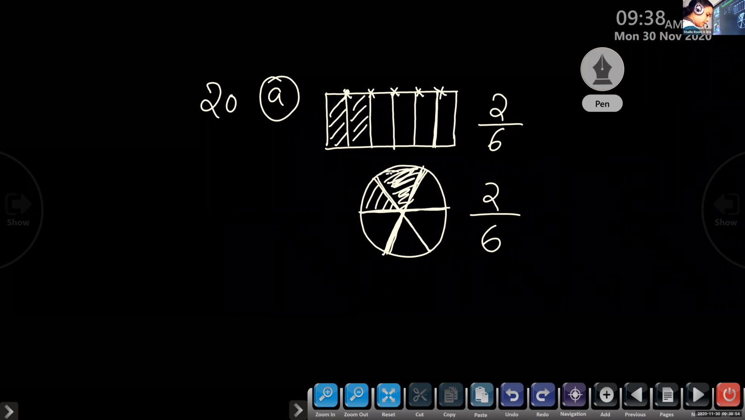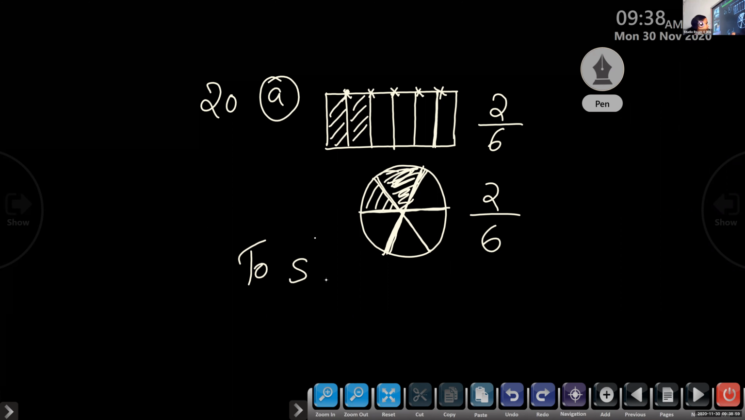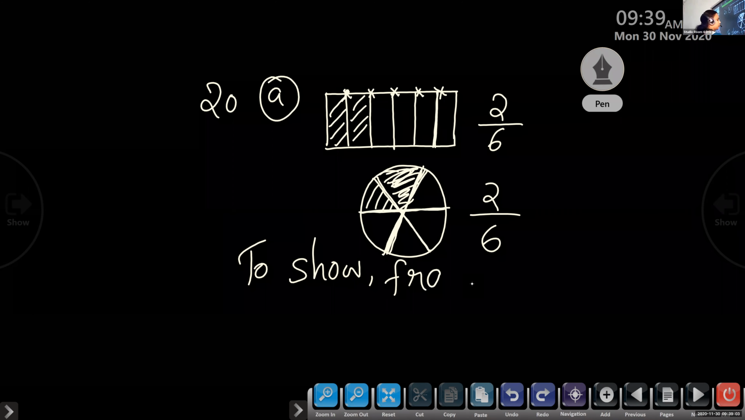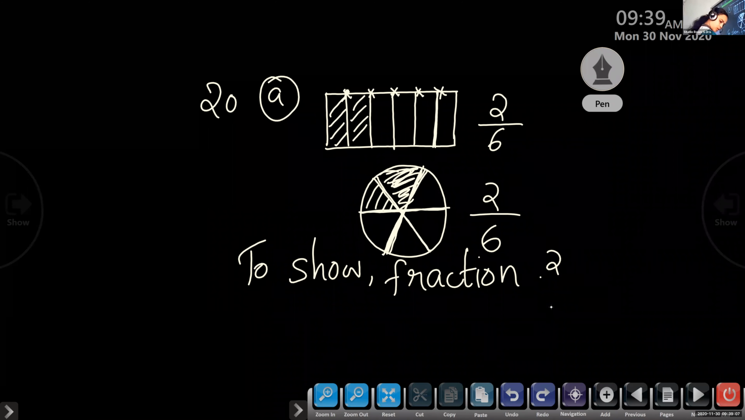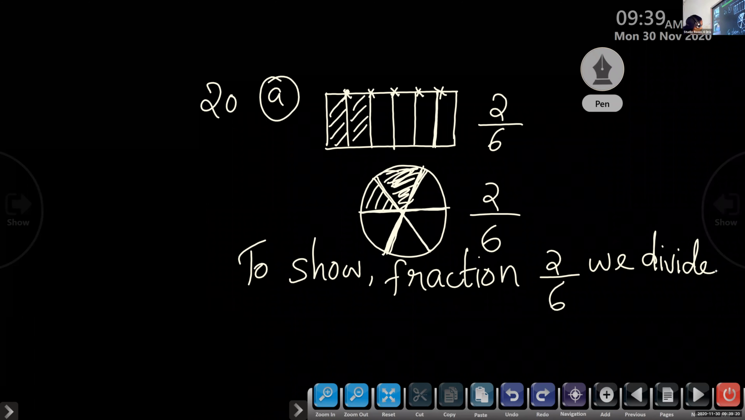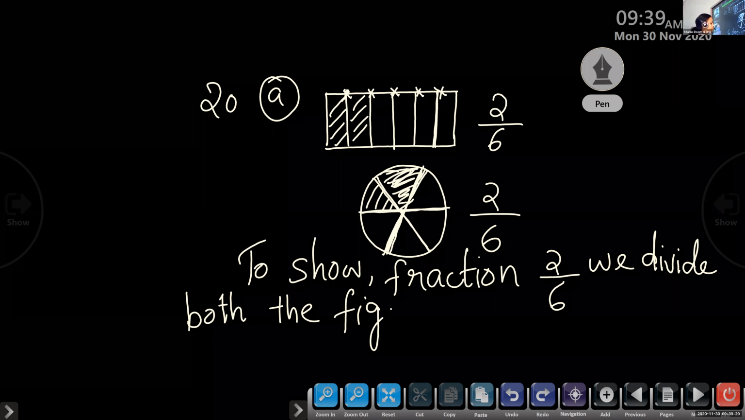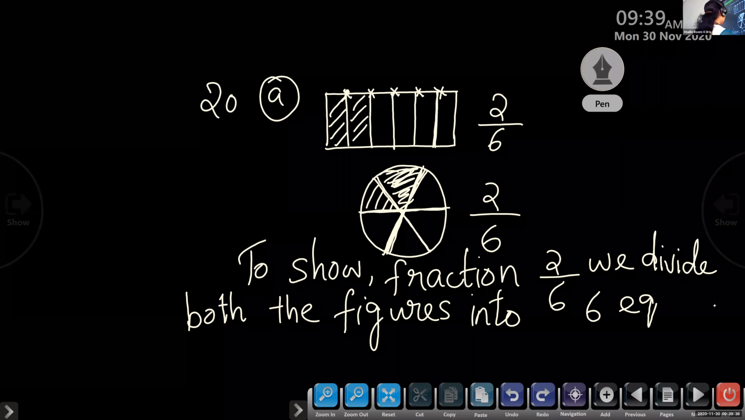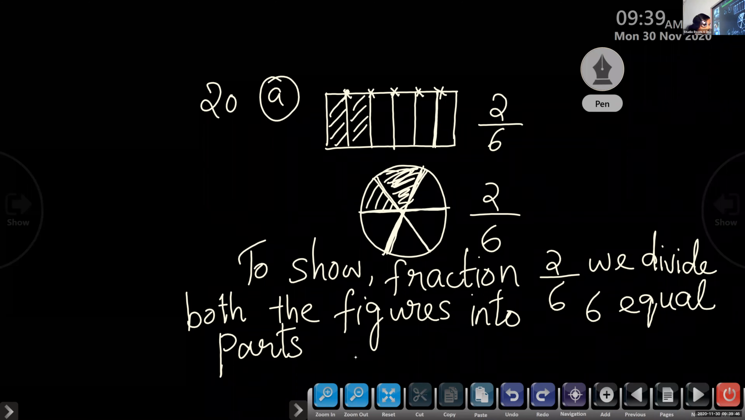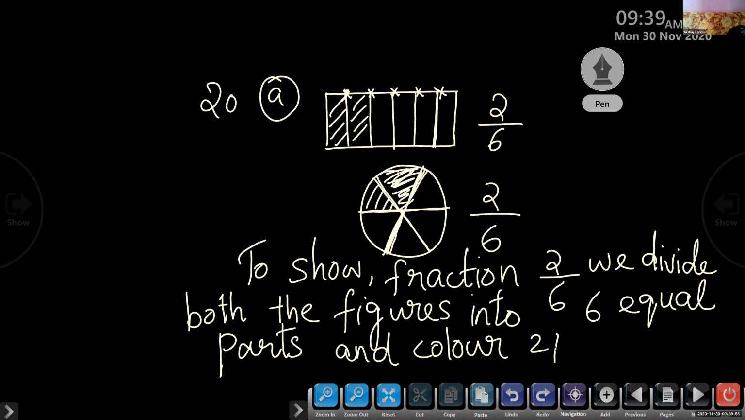To show fraction 2 by 6, we divide both the figures into 6 equal parts and color 2 parts. 2 parts out of 6.